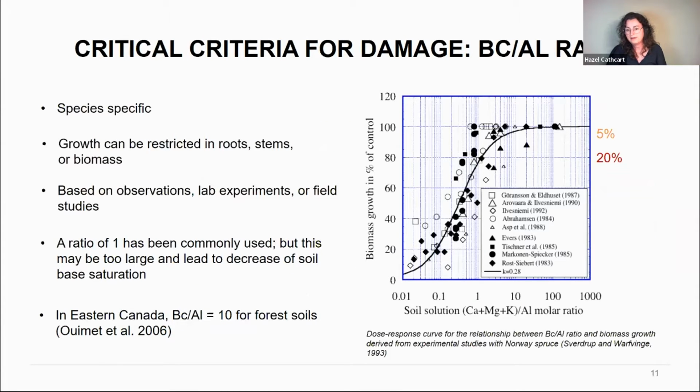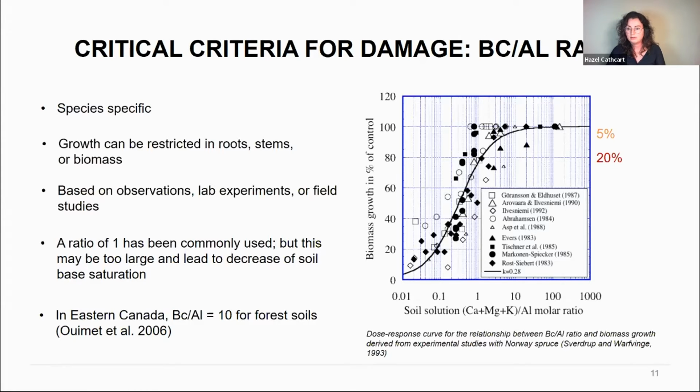Historically, a blanket value of 1 was used for the base cation to aluminum ratio. In recent years, it's becoming recognized as probably too low for many ecosystems, especially for forests. For example, for Eastern Canada forests, we generally use a value of 10.